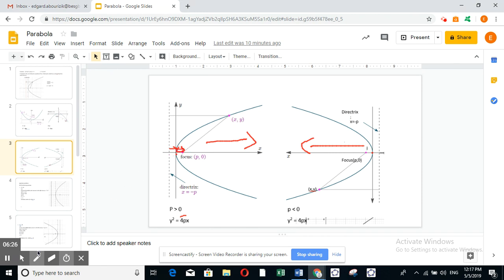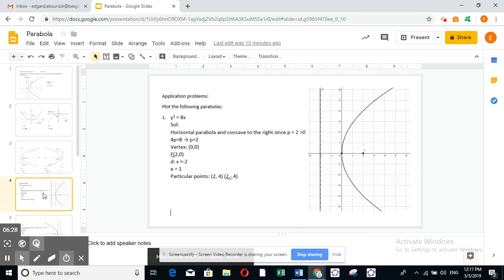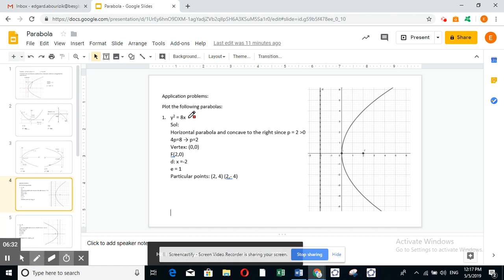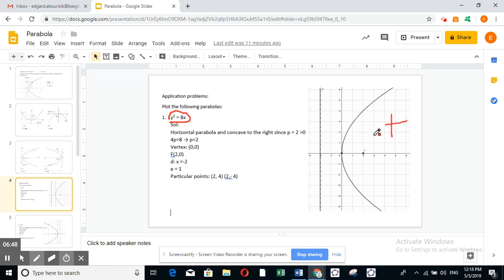Let us take an example to understand it better. Suppose I want to graph y square equal 8x. This is a parabola because x square is missing. Only I have y square, and it is written in standard form. y square equal 8x. First of all, because it is y square, it's horizontal, and because 8 is positive, it concaves towards x positive.